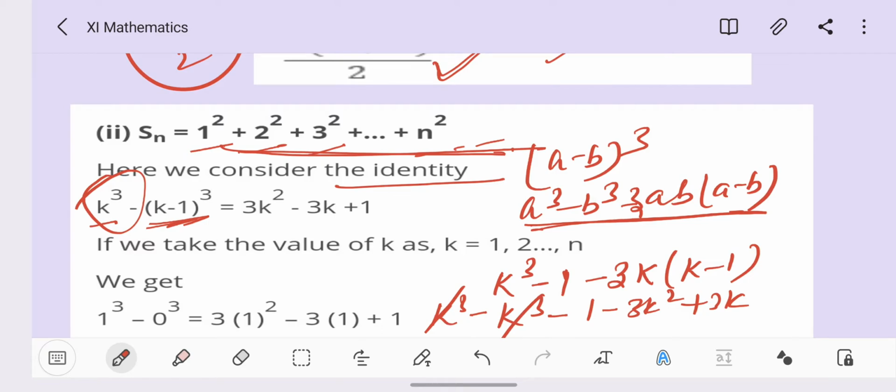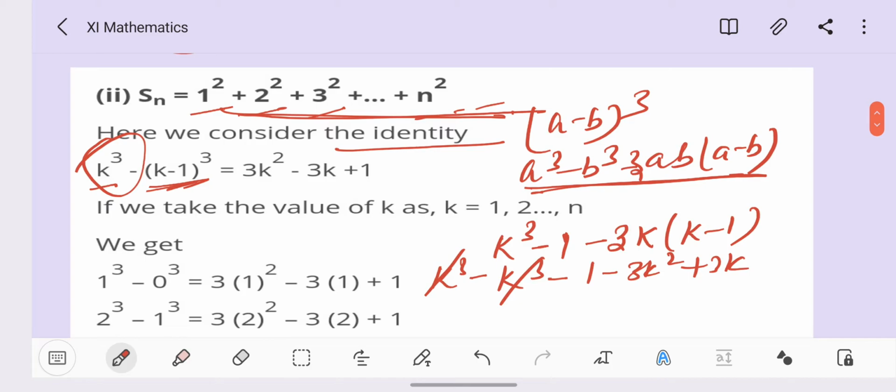What do you get here? 3k squared minus 3k plus 1. If you take the minus sign common here, because it was k cube minus the bracket, it becomes plus 1 plus 3k, and this will be minus 3k. Now it will be 3k squared minus 3k plus 1 after dissolving the brackets.